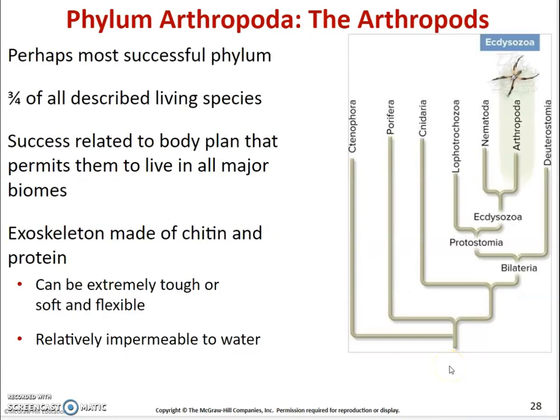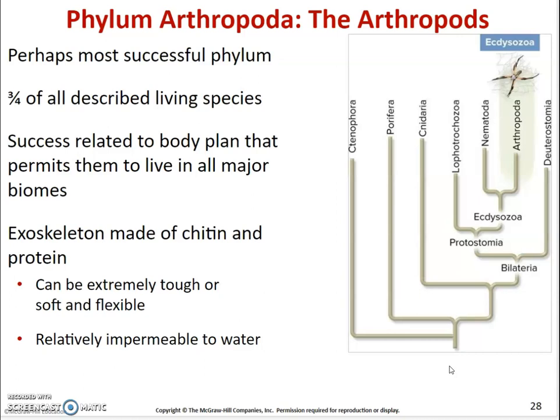And now we're finally to the arthropods, and those are like insects, and the segmented body parts are starting to arise. So we see that they are a very successful phylum. In fact, 3/4 of all currently described species are arthropods. So they have a body plan that allows them to live in most biomes.